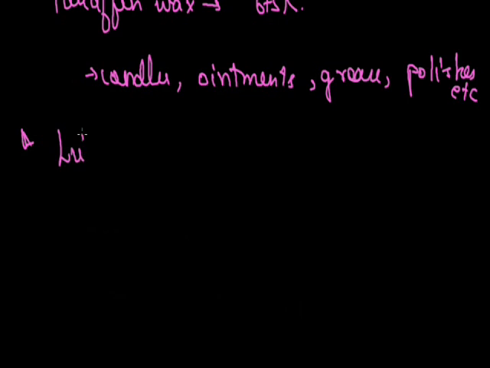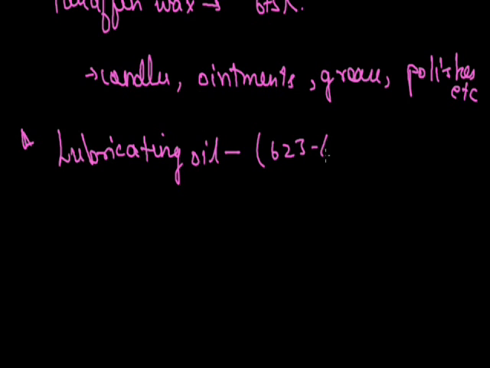Next is the lubricating oil. The boiling range is 623 to 673 Kelvin. It is obtained by fractionation of gas oil.